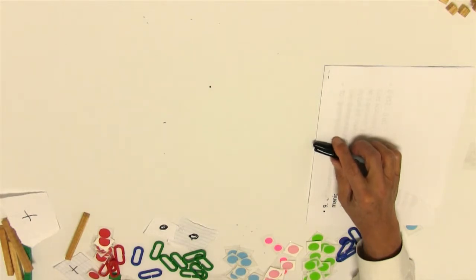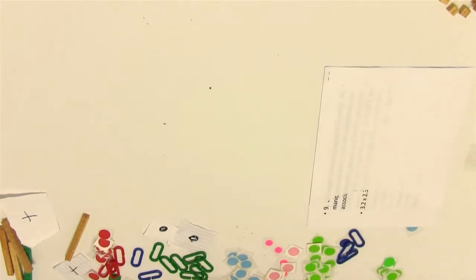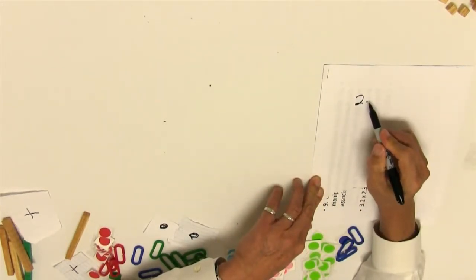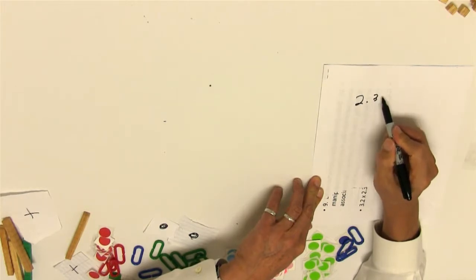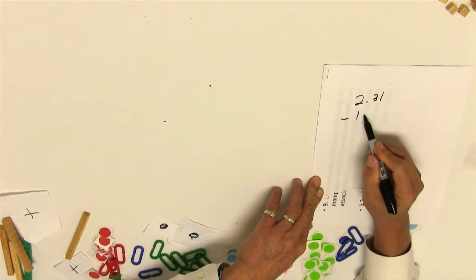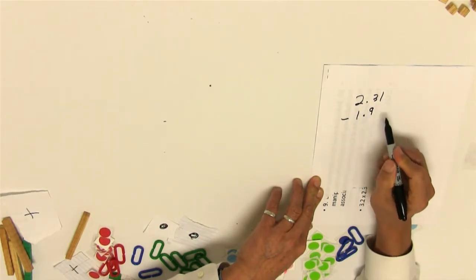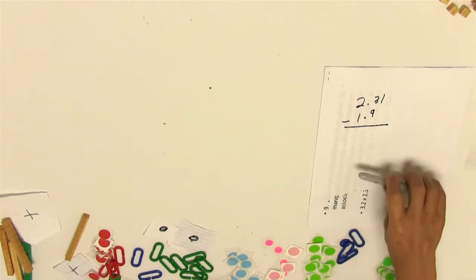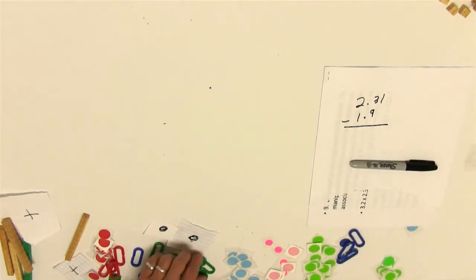Today we're going to do some subtraction, and we're going to start off with decimal fraction subtraction using hierarchical materials. So here's our problem: 2 and 31 hundredths minus 1 and 9 tenths. And our first one's going to be takeaway subtraction.